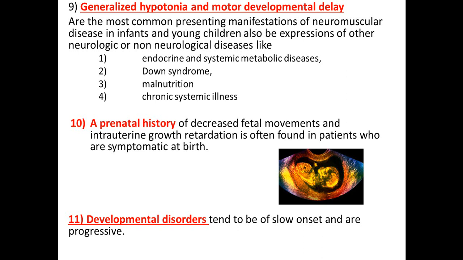We have to ask about prenatal history. Usually they have decreased fetal movement through intrauterine life, and it is detected by serial ultrasound studies, and often found in patients who are symptomatic at birth. So they have decreased fetal movement and decreased fetal growth. And lastly, we have to ask about the developmental disorder. Usually they have a slow onset and progressive disease. It started at a certain age and increased in severity with time.